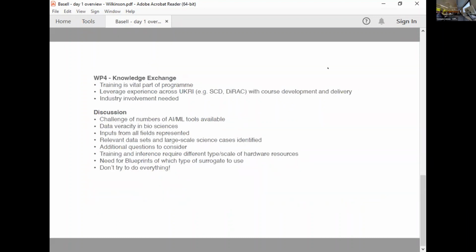Then lastly was knowledge exchange. Training is a key part of the Bayes 2 program as well in the proposal, and it came out in the discussion yesterday. I think everyone agreed that training is a vital part of it. There's a lot of experience across UKRI already in terms of development and delivery of training, and so Bayes should be leveraging that to make sure that we maximize the impact.